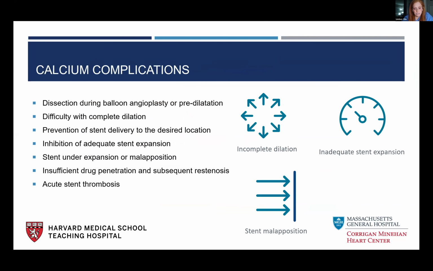Some complications that I did just want to touch on, and also two quick examples of some complications that we experienced. If you don't modify your calcium, you can have inadequate expansion of your stent, leading to ISR and subacute stent thrombosis. And also you can have dissection during your balloon angioplasty and difficulty with complete dilation and difficulty delivering equipment such as your cutting balloons or stents.